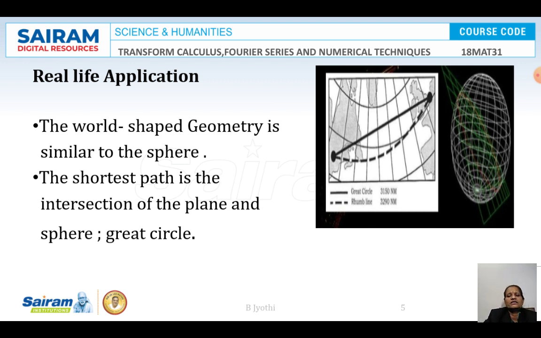Again, coming to the real life applications, the Earth-shaped geometry is similar to a sphere. So the shortest path is nothing but the intersection of a plane and a sphere, that is a great circle. Here you can observe this diagram.